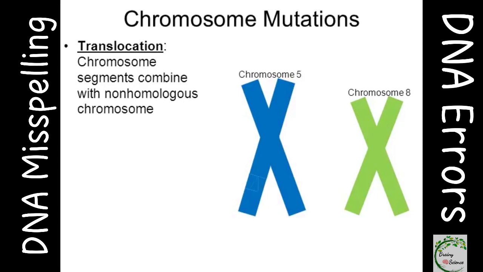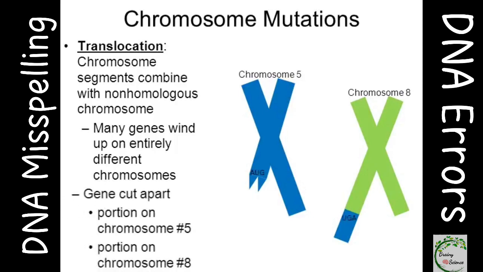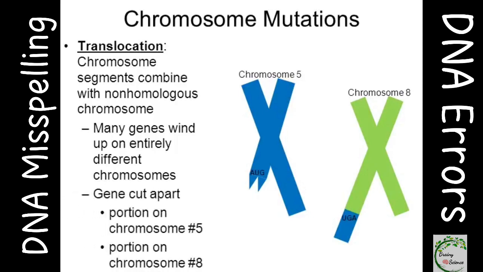So I have 2 non-homologous chromosomes, chromosome 5 in blue, chromosome 8, which is a little smaller, in green. And what happens during translocation is that genes of one chromosome end up on entirely different chromosomes. Watch this. Through the process of translocation, a portion of chromosome 5 may actually break off and combine to chromosome number 8. So now you have genes that are supposed to be on chromosome 5 now attached to chromosome number 8. And often what happens in this process is that an entire gene might be destroyed.